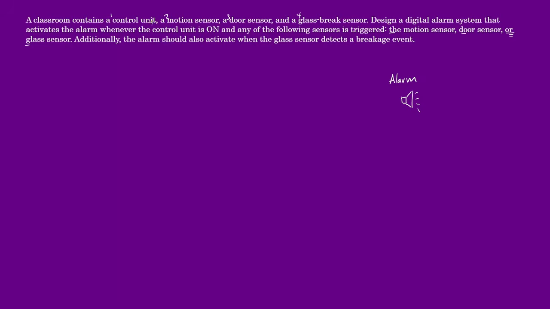We have 4 inputs in this case: a control unit, a motion sensor, a door sensor, and the glass break sensor. So let's use letters for these appropriately. C for the control unit, M for motion, D for the door sensor, and G for the glass break sensor. Since there are 4 inputs, recall what we've established in the previous videos: the number of rows is 2 to the n. That's 2 to the 4, which is 16.